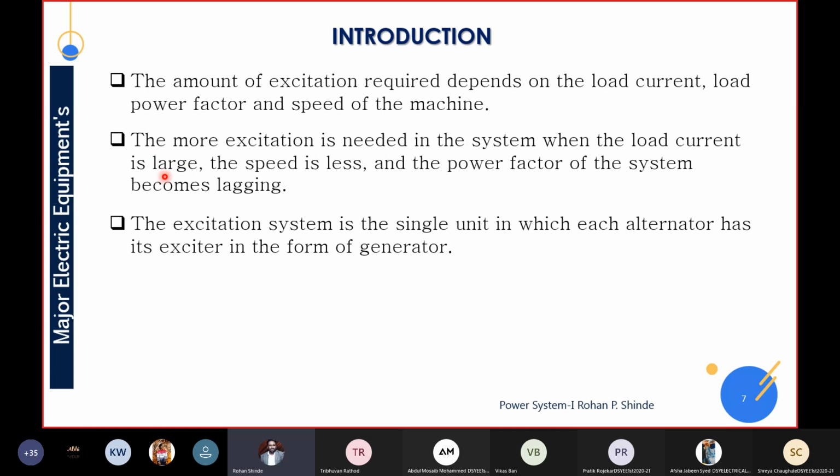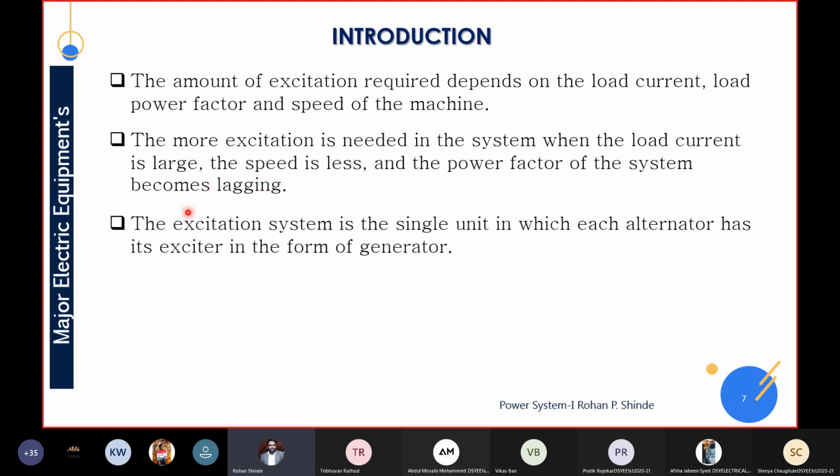When the current is large, speed becomes less, right. If speed becomes less, the power factor of the system becomes lagging, right. Or whenever there is a large current, the power factor decreases or it becomes lagging. Okay, now see here, if excitation is more, load current is large, speed is less, power factor becomes lagging.